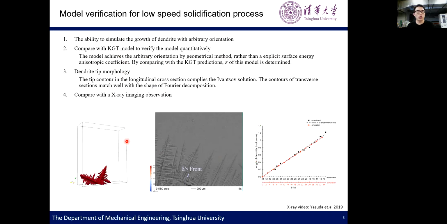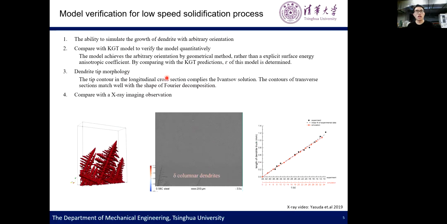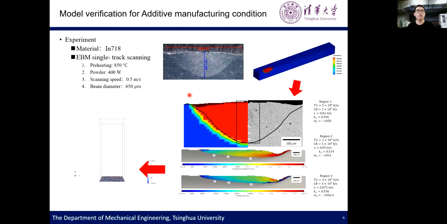We extract the solidification condition from X-ray imaging observation results and use this data to simulate a dendrite growth process. We compare the simulation result morphologically and quantitatively, and we found a good consistency. This shows our model can be used for dendrite growth in low-speed solidification processes.